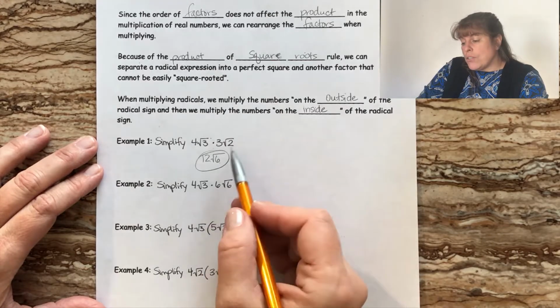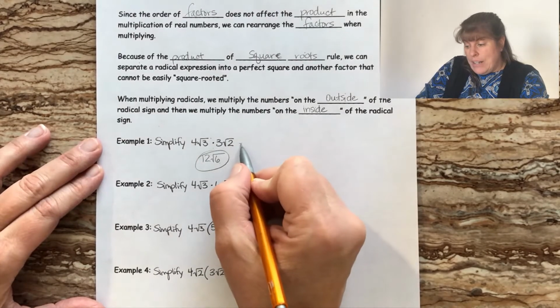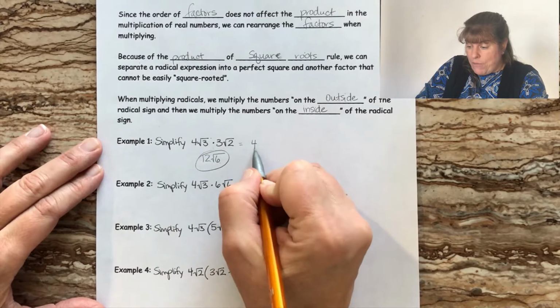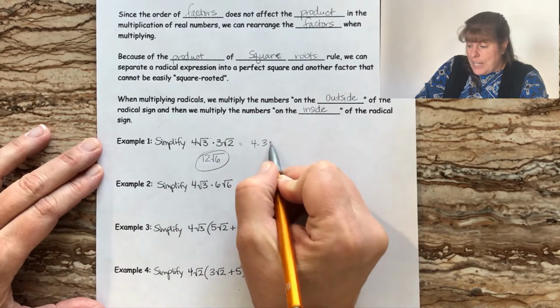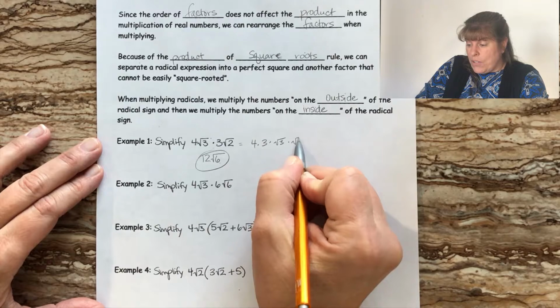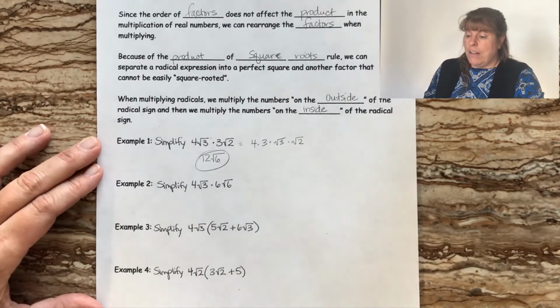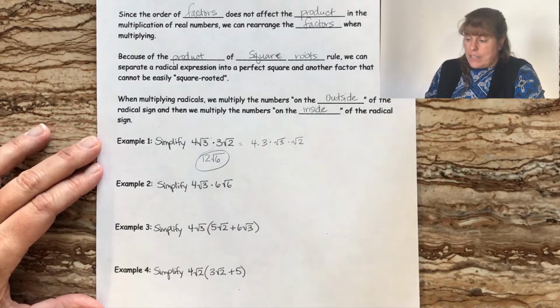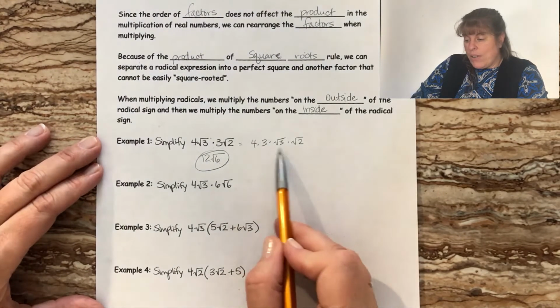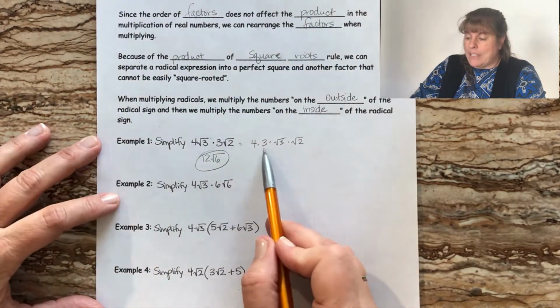What you could also do, and if it helps, you could actually write 4 times 3 times square root of 3 times square root of 2. And this is where that stuff in the very beginning comes in, that's why we can rearrange things. Most of you are not going to need to rewrite it like that, but that's how that works.